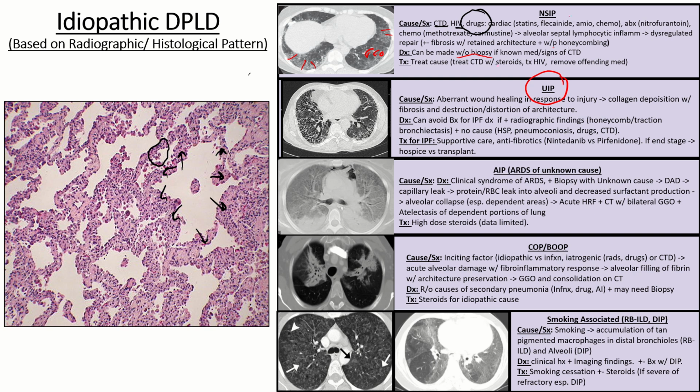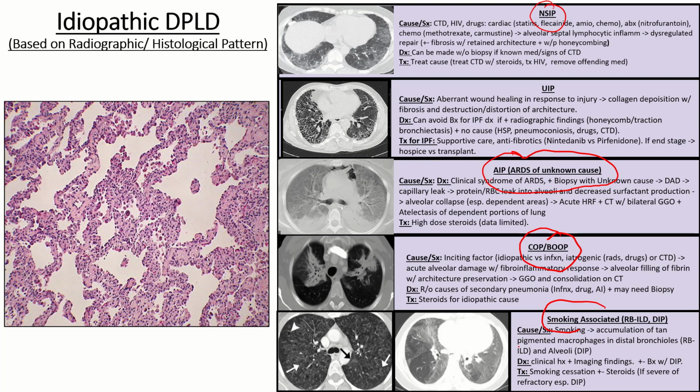Now, going over almost all of these, the treatments in some way, shape, or form are responsive to steroids. NSIP is mostly a lymphocytic inflammatory response that can be incited by multiple factors. AIP is thought to be an autoimmune attack of your alveoli, causing diffuse alveolar damage. COP-BOOP is a fibroinflammatory response secondary to inflammation, and smoking-associated ILD is at least thought to be driven by these smokers' macrophages.